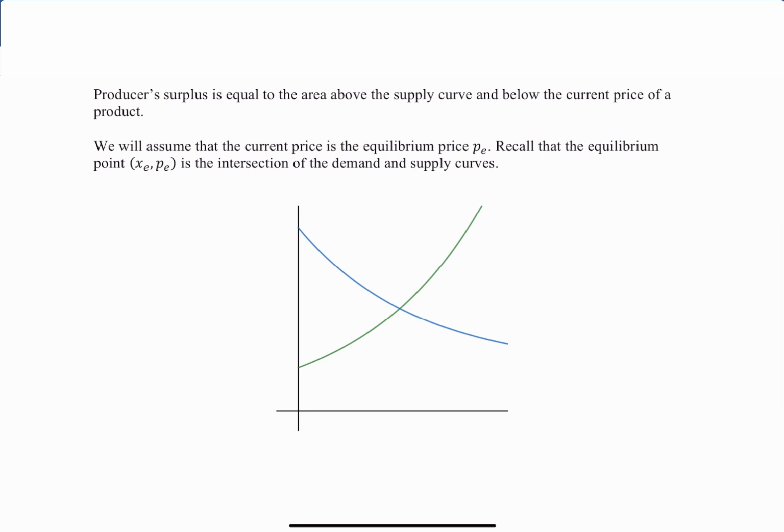On our vertical axis, we have the price that we're calling P. On the horizontal axis, we're calling that X, and that's the number of units produced and sold.